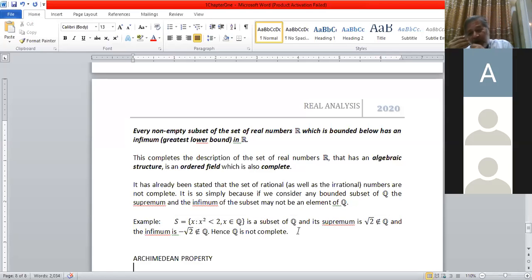So the completeness property is typical to the set of real numbers, not possessed by the set of rational numbers, not possessed by the irrational numbers. Similarly, I can define a set: all elements belonging to irrational numbers that lie between 1 and 2.